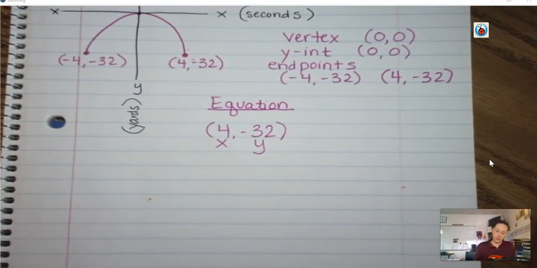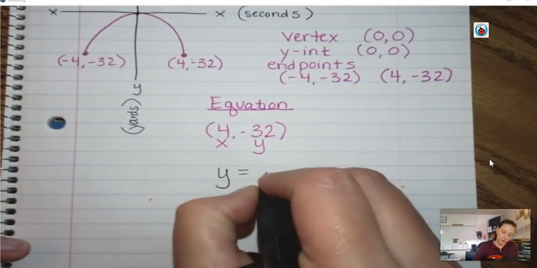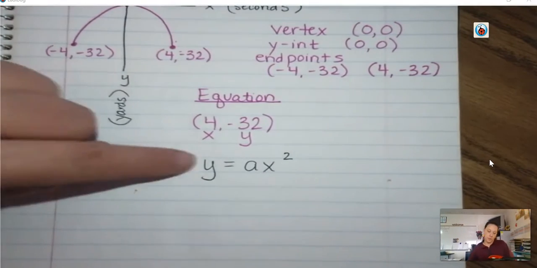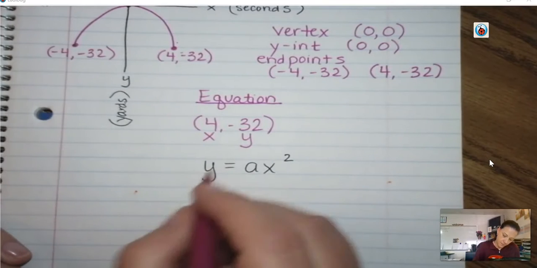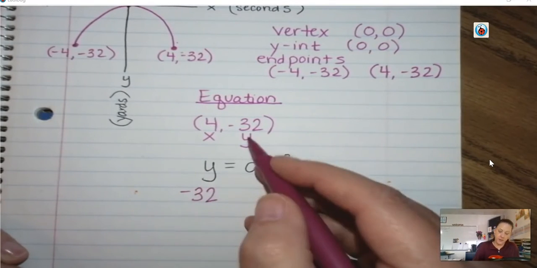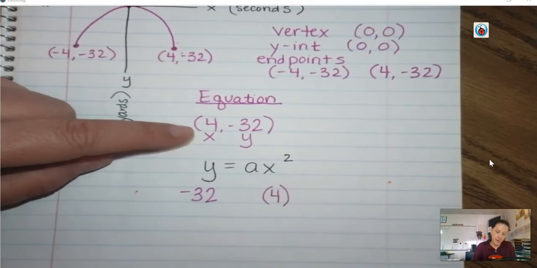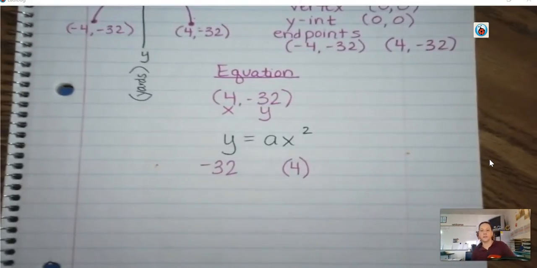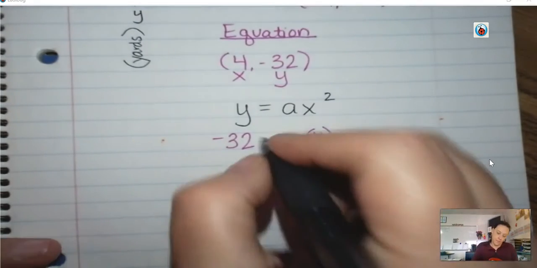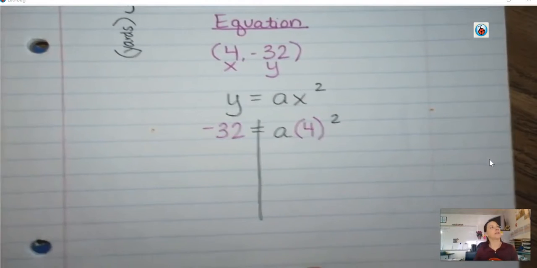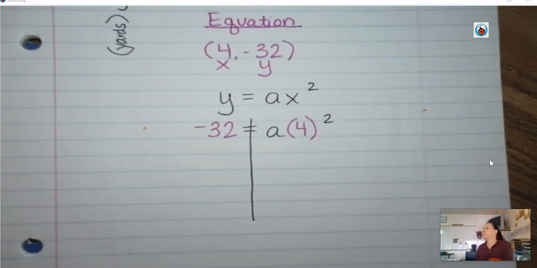And now we're going to plug those numbers into y equals ax squared. And we have to figure out what the a stands for. So y is -32. So underneath the y, put -32. The x is +4. So put +4 underneath your x. And then just bring down your equal sign, the letter a, and the squared. And then I usually draw a line going down from the equal sign. Okay, we're trying to solve for a.